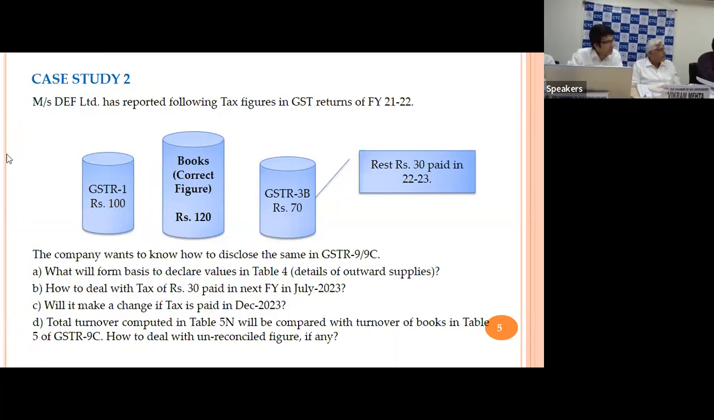So, do you mean to say that we should not pay any previous liability through 3B? No, you should. What I mean is, if you want to match everything, all liabilities paid after the period, you pay by way of DRC03. But then how will you show the turnover? The question is how will you show the turnover if you do that?